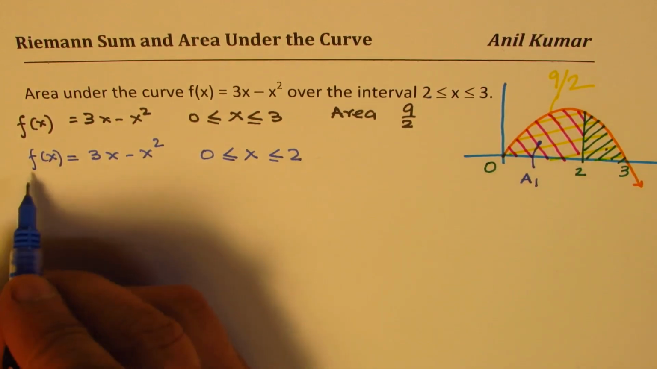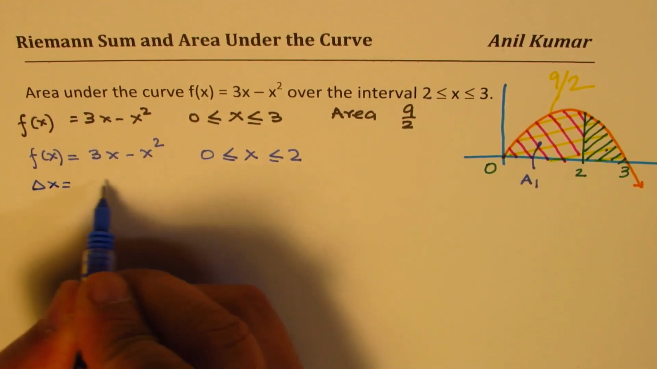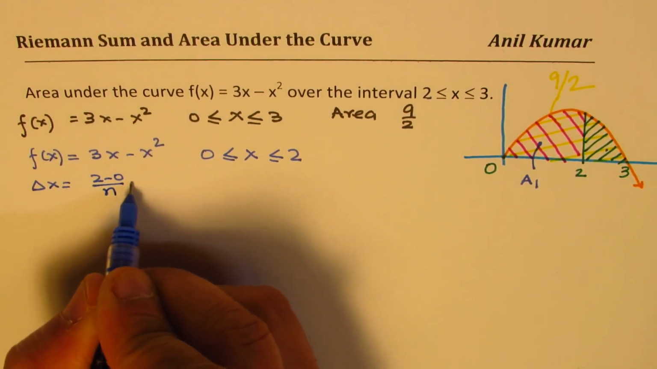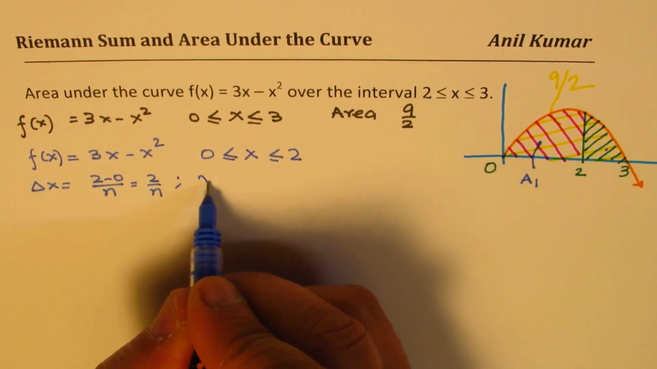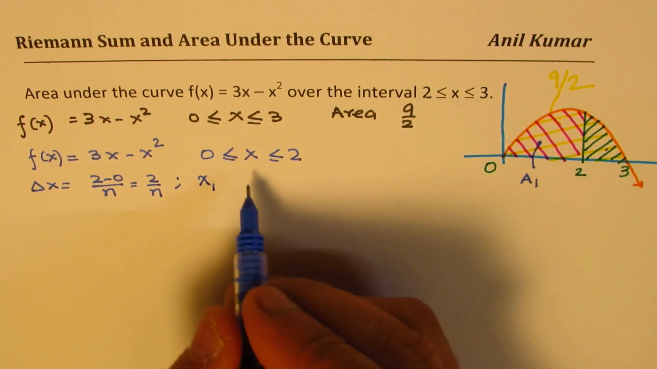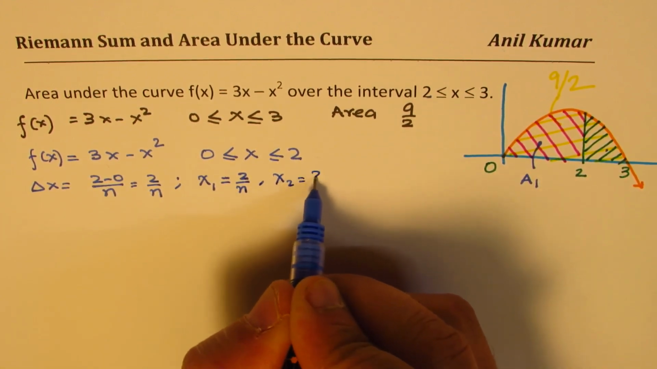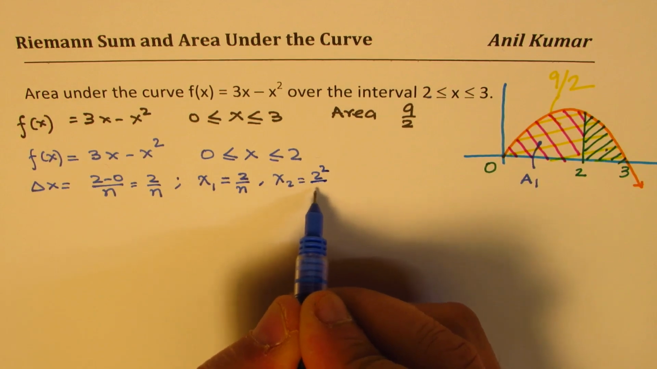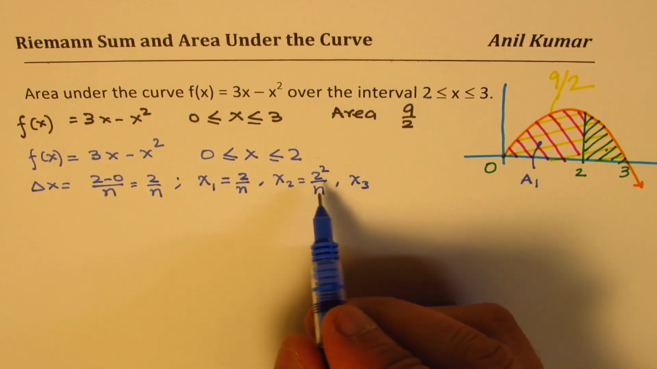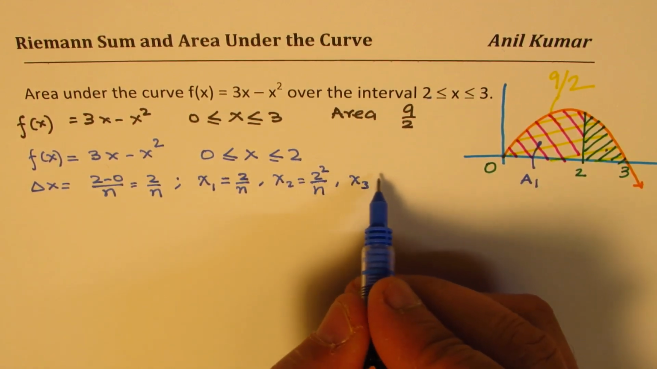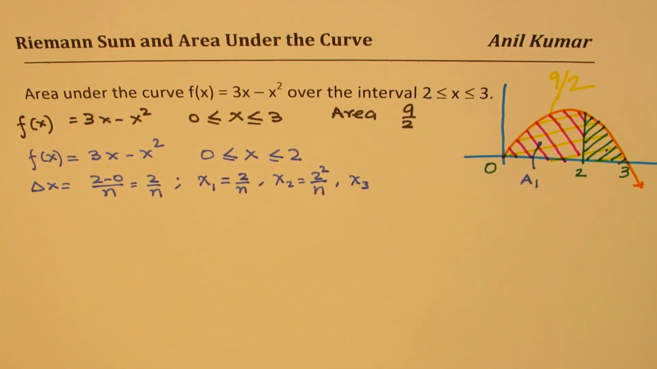Okay, so 0 to 2, we will divide it into n equal parts. So delta x will be 2 minus 0 divided by n, so we have 2 over n. The values for each rectangle will be x1, x2, x3 till xn. First one will be 2 over n. Second one will be 2 times 2 over n. And then third will be 3 times 2 over n.